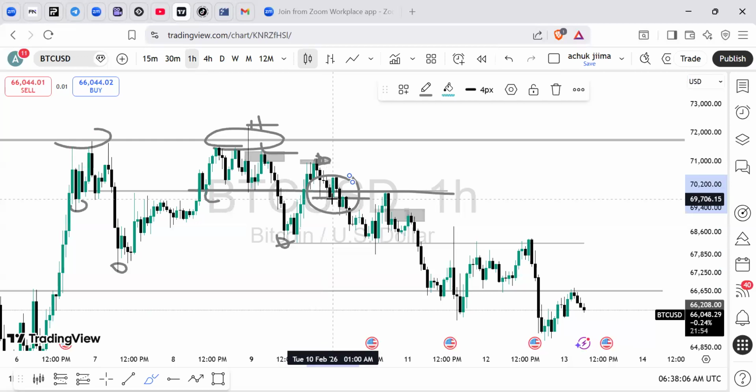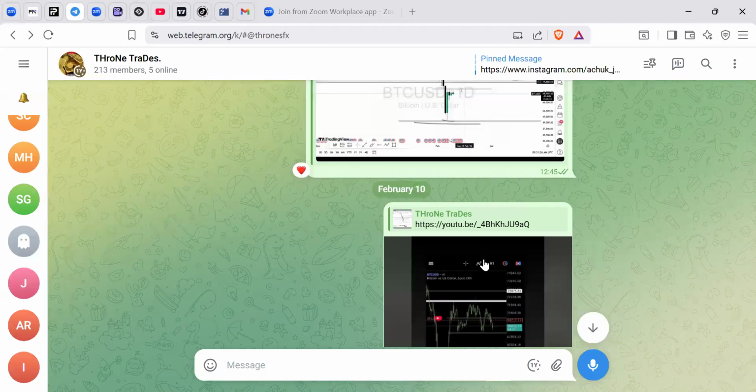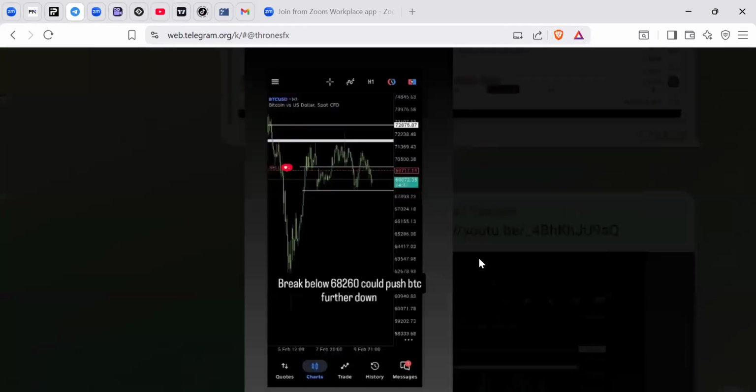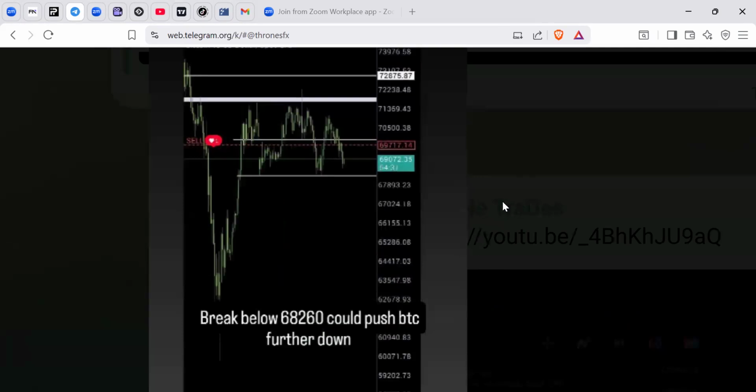Because we've broken below the price difference here, a lower low has been formed, and then there's a lower high, meaning the market has failed to go further up here and has come to break it. So this is where we had our entry. And as you can see from here, this is the entry, just below that here, 69,717. So that is the entry.